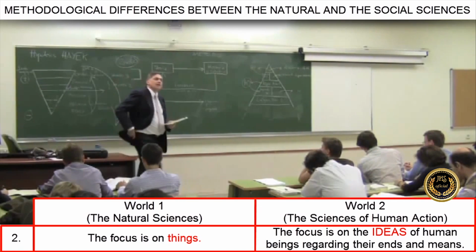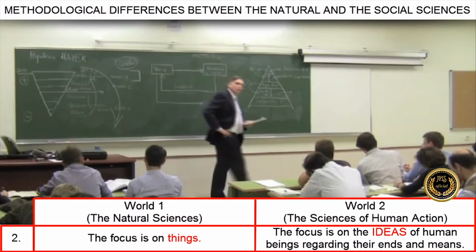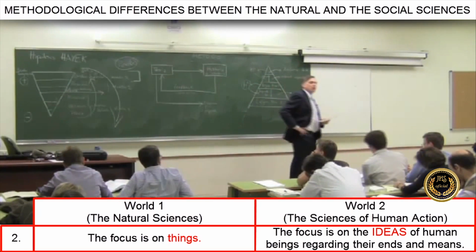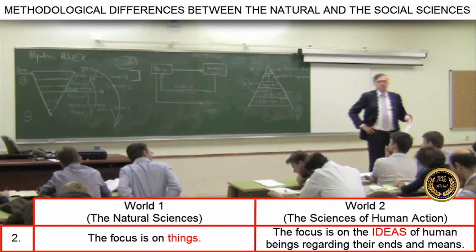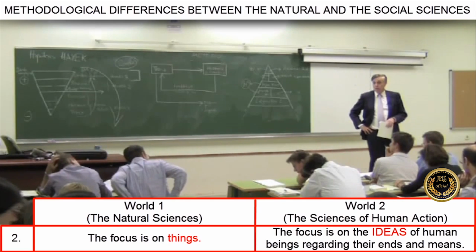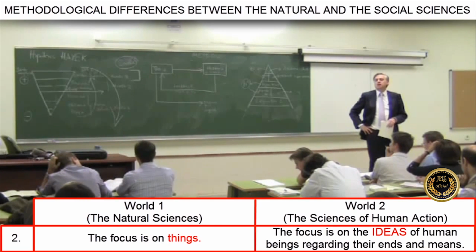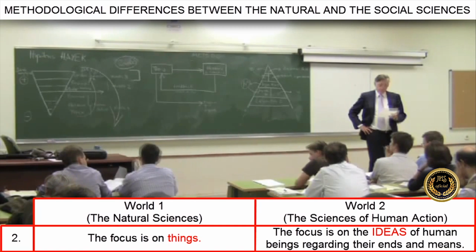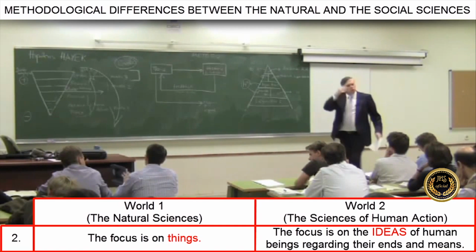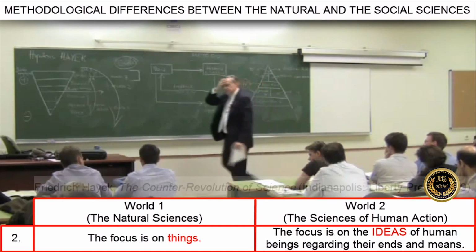This is the fundamental difference between the world of the natural sciences and the world of the social sciences. In the natural sciences, we are always performing lab experiments, watching and analyzing the reactions of things external to us. In the social sciences, what we research are ideas that other people hold about what they do, that is, about their ends and their means.